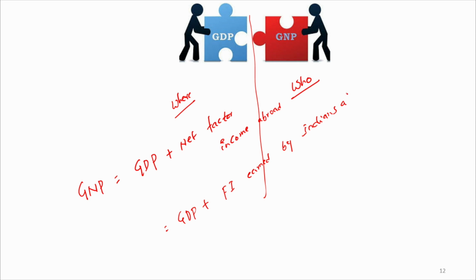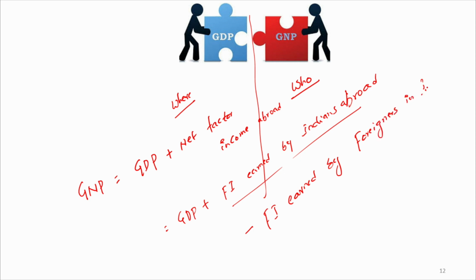so any amount of money that we Indians make outside India is what I am adding to my GDP, and subtracting the factor income earned by foreigners in India. Any amount of money that foreigners make in India is what I am subtracting from the GDP, and this plus minus this is what I am rewriting simply as net factor income from abroad. So this is how we compute GNP.